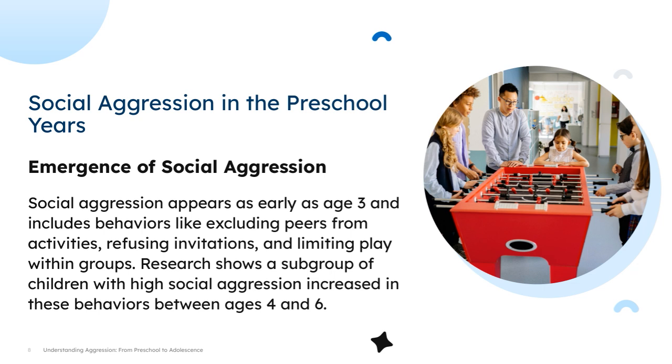Research has shown that although some level of social aggression is normal, there is a particular group of children whose aggressive behaviors increase noticeably between ages 4 and 6. This uptick might signal deeper social challenges that need attention.